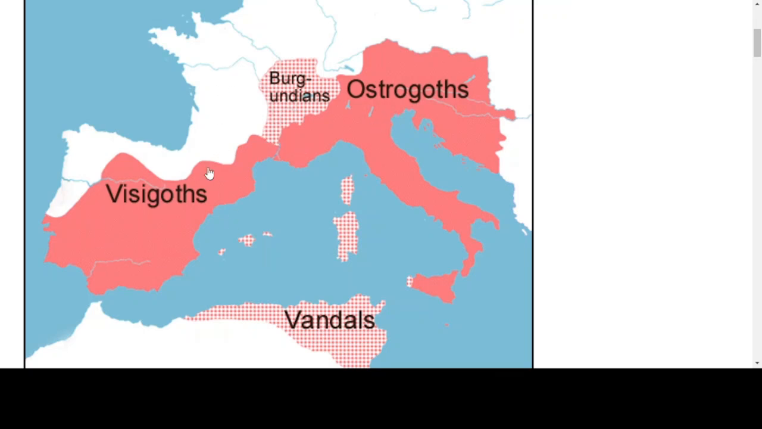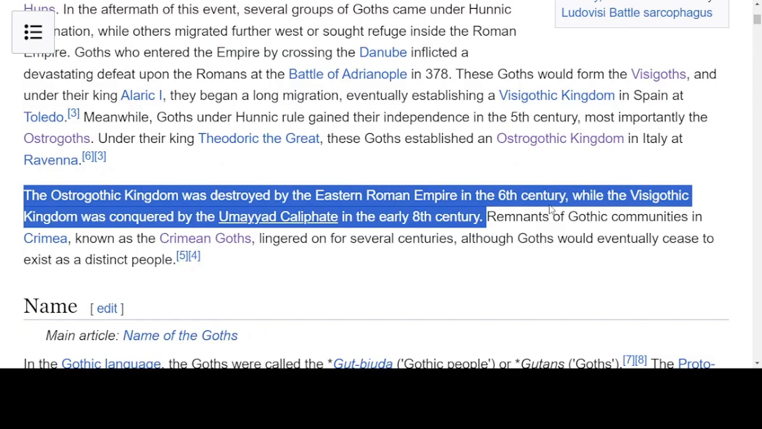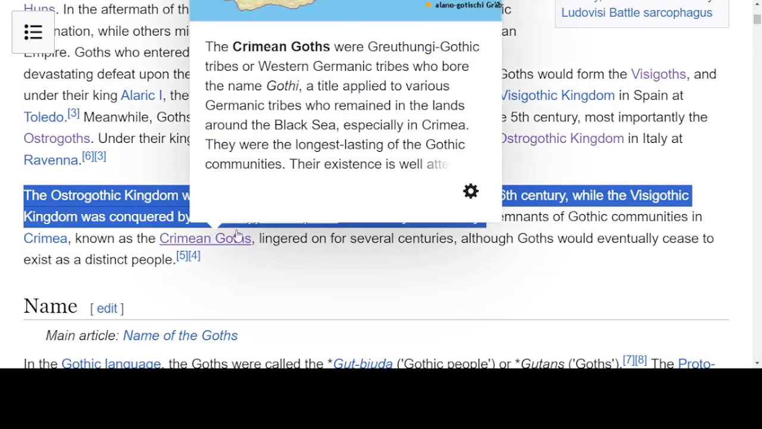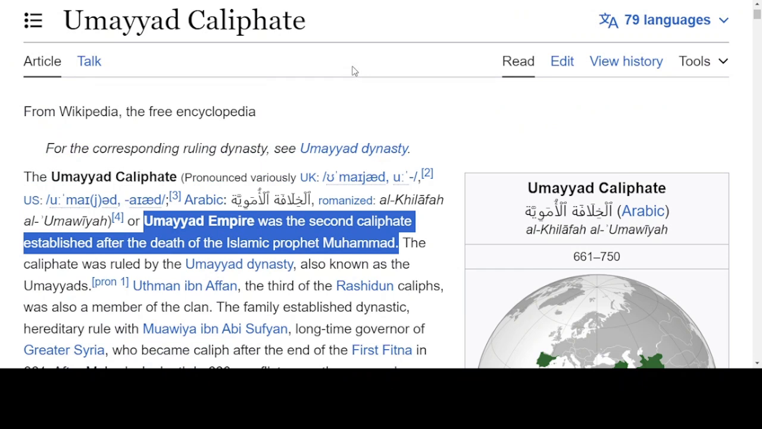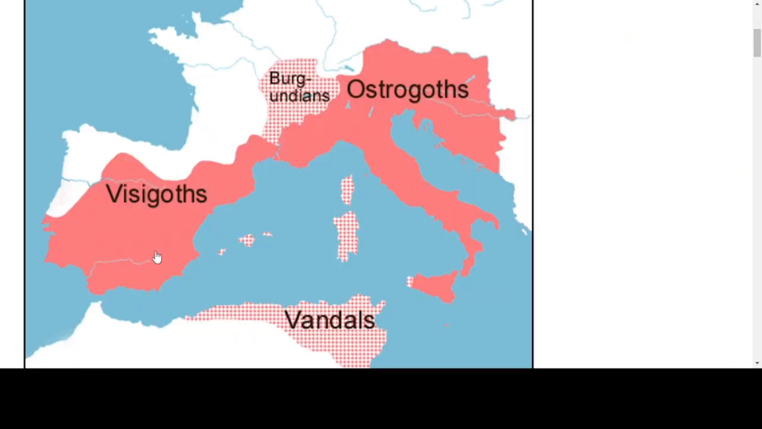Now we'll try to learn about the Visigoths. It says, while the Visigothic kingdom was conquered by the Umayyad Caliphate in the early 8th century. So the Visigothic kingdom lasted a bit longer. And if we go to the page on the Umayyad Caliphate, it says, the Umayyad Empire was the 2nd caliphate established after the death of the Islamic prophet Muhammad. Just so we can get an idea of the time period and what's occurring. So the Visigothic kingdom is going to be conquered by the caliphate. So an invasion from the south.